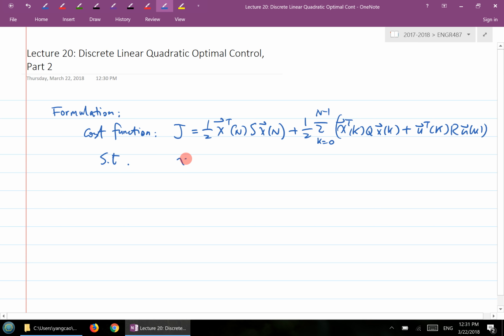All right, let's start the lecture here. Okay, so we started the discrete linear optimal control in the previous lecture.